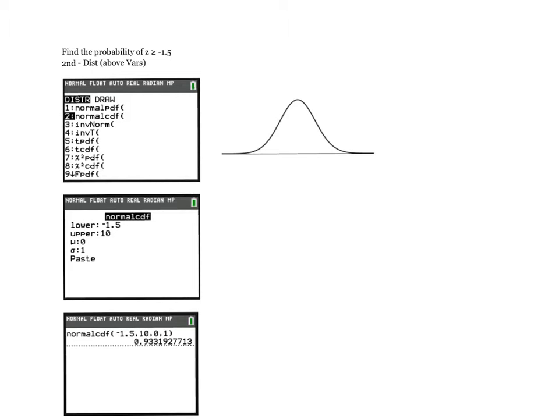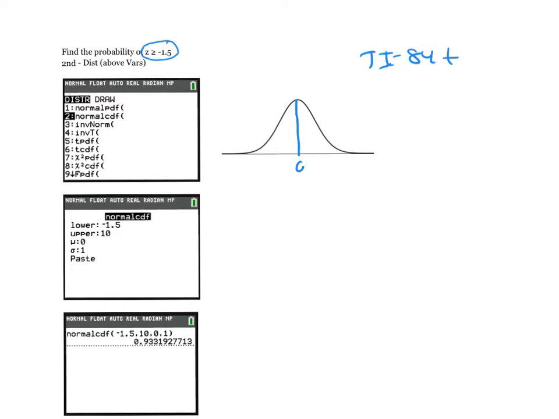Hi, the purpose of this video is to show you how to enter normal distribution, standard normal distribution calculations into your TI-84 calculator. So this is for the TI-84 Plus. Okay. So the question is, find the probability of a z greater than or equal to negative 1.5.